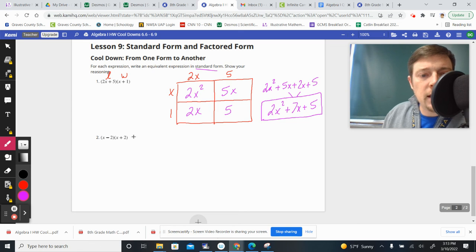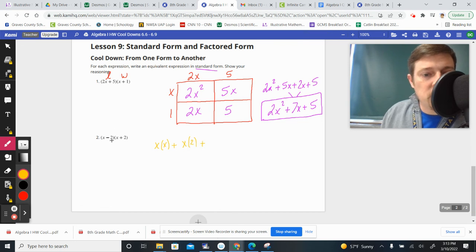Let's look at the next one, and let's do this one using FOIL. So if we follow the FOIL strategy for this one, we're going to do first, okay? So the first terms here are x times x. So I'm going to show my shown work. Plus, the next section are the outside terms, which are x and 2. And x times 2 is shown like this. It's also equivalent to 2x.